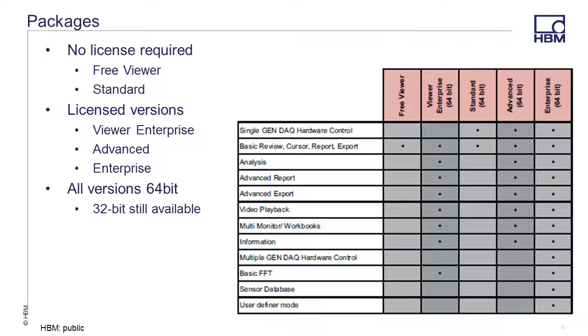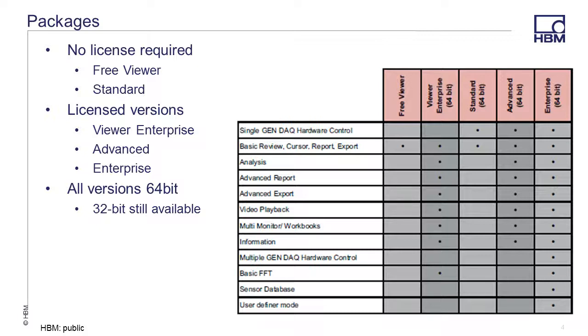Viewer Enterprise is used to open data files and supports all of the analysis options found in Perception Advanced, plus the basic FFT option. The basic FFT option adds a spectral display to Perception so you can perform single-channel fast Fourier transforms on the data. One other important difference between Free Viewer and Viewer Enterprise is that you can open multiple data files in Viewer Enterprise. That allows you to compare data from different tests.